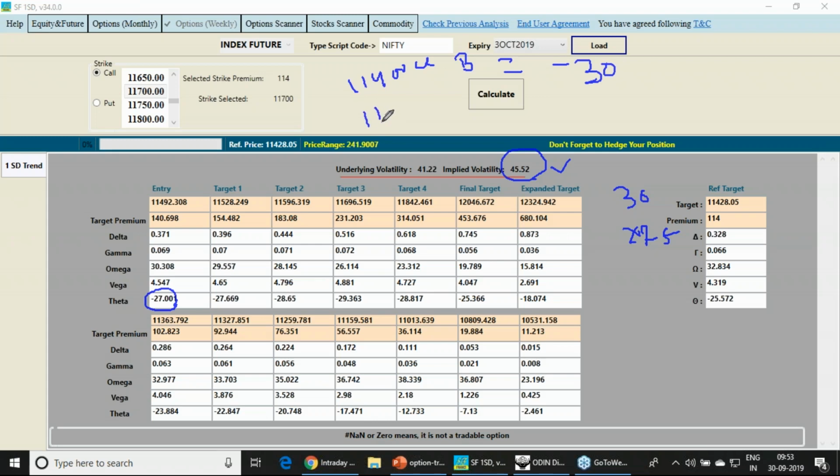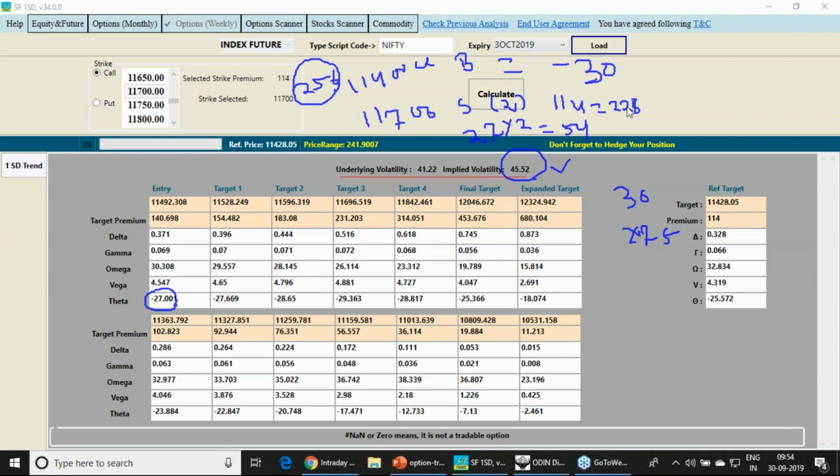You can sell the 11,700 call option, 2 lots at 114 rupees each. So 228 rupees you will receive, and 256 rupees you will pay. And you will be receiving theta of 27 into 2, near to 54 rupees. This you can do. This is one strategy or one plan which you can implement with 11,400 and 11,700.